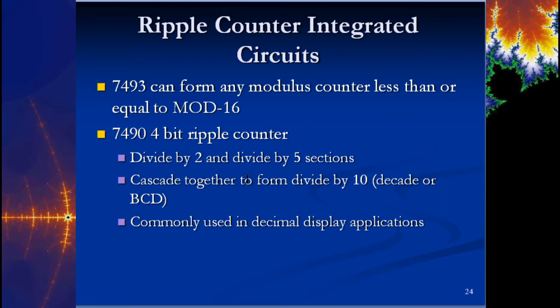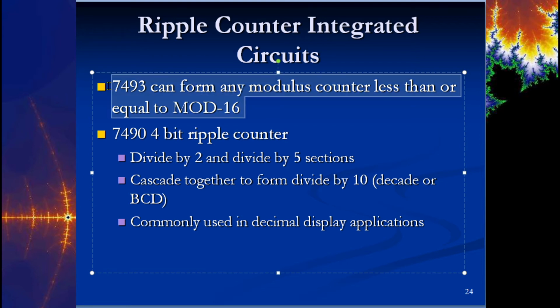The next one, well, let's talk about it with this slide here. So the 7493 can form any modulus counter less than or equal to mod 16. So if you don't care about some specific thing that you're doing, like if you wanted to do a digital clock, you want to use a series of 7490 and 7492s. But if you just need to count from 0 to some number up to 16, or you can cascade the 7493s together. So you could put 2 of them in series with each other and get a mod 32. So if you don't care about the count, you can use a 7493. That's just an all-purpose mod 16 counter that can go from 0 to 15 with the 4 bits.